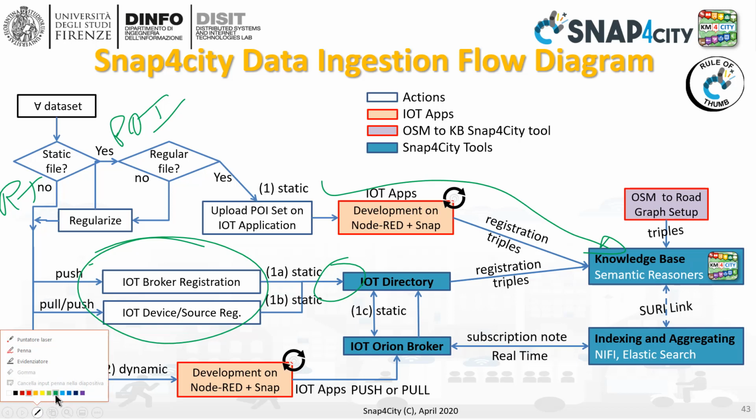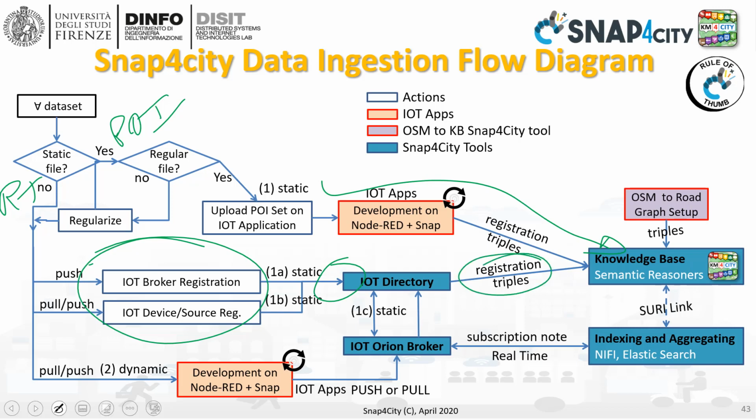So continuing the discourse, if you have real-time data, as explained before, you have in any case some static information, such as the IoT broker of the device structure, on which they have to be registered in advance with respect to the real-time stream of data. So the static information has to be registered in advance through the IoT directory, and that information is going to go in terms of triples into the knowledge base.